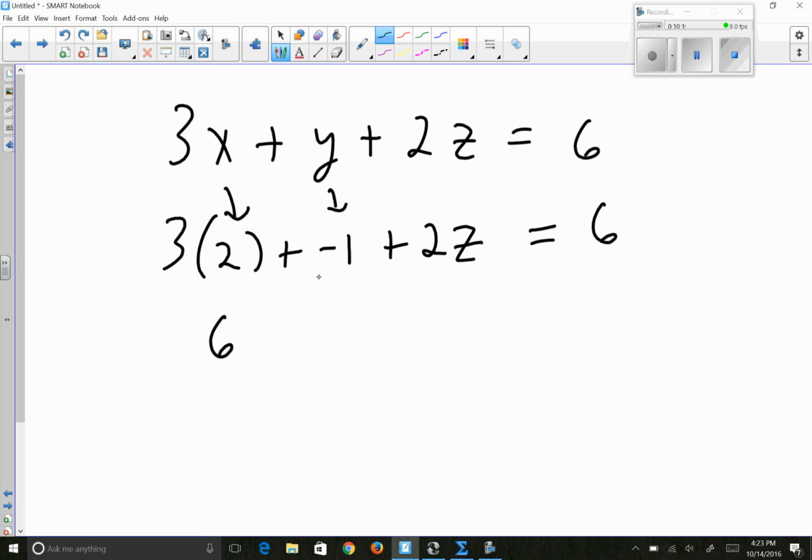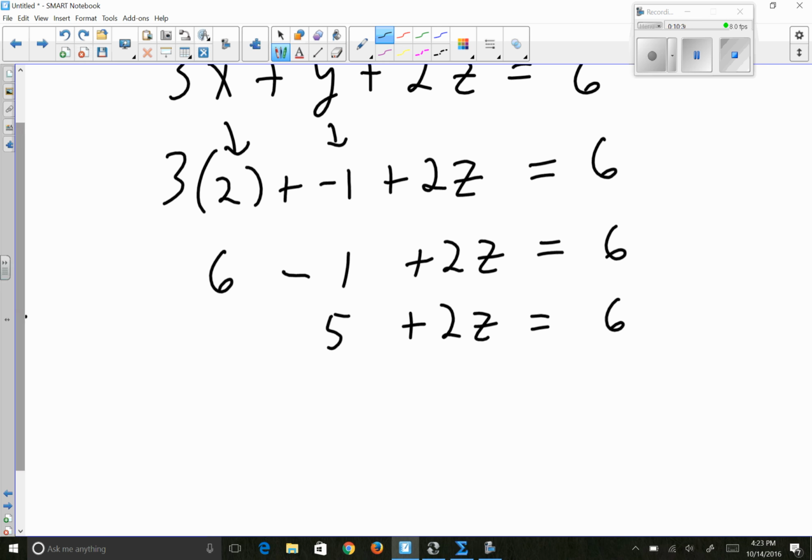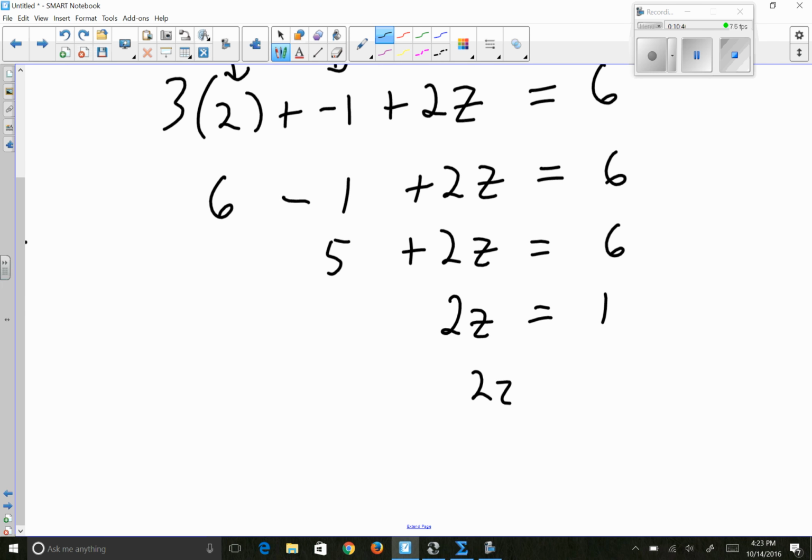3 times 2 is 6, plus -1. You can write plus -1 or -1. Copy all of this. 6 minus 1 is 5. 5 plus 2z equals 6. Subtract 5 from both sides. 6 minus 5 is 1. And then when we have 2z equals 1, when we divide both sides by 2, we get z equals 1/2.